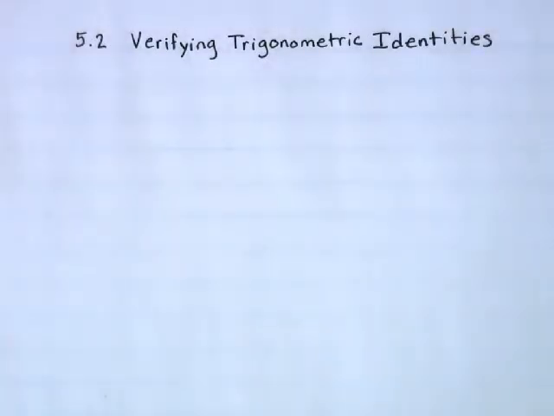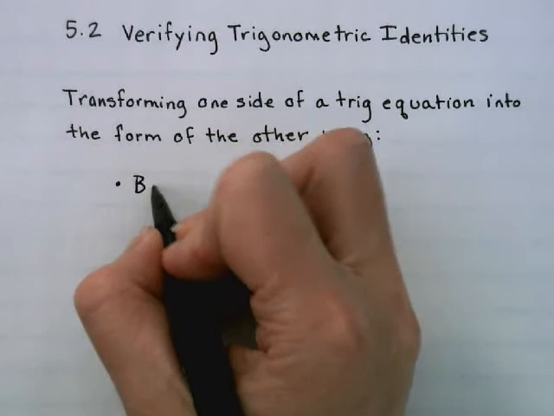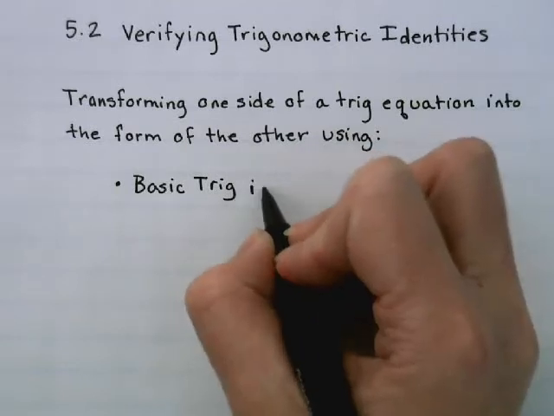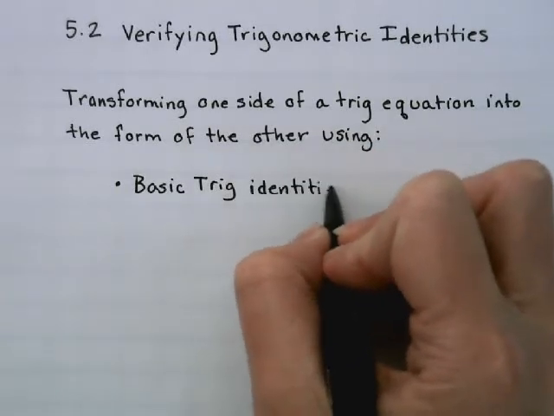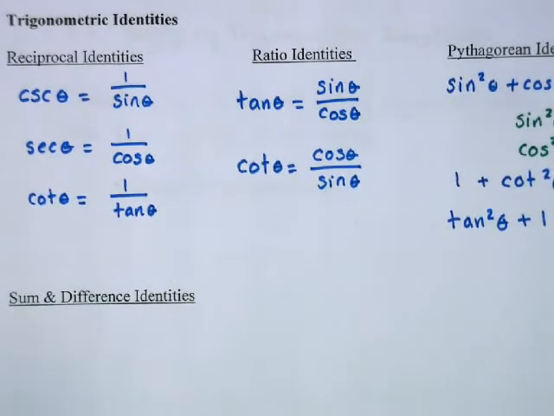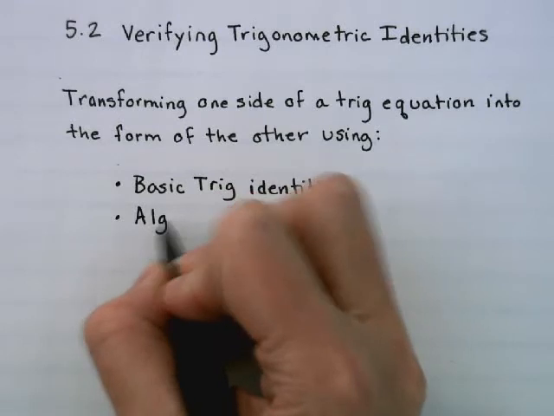Today's lesson is on verifying trigonometric identities. Verifying trig identities is transforming one side of a trig equation into the form of the other using two big things. First, the basic trig identities. So those are the identities on our sheet that we filled out yesterday. So these guys here. And good old algebra.